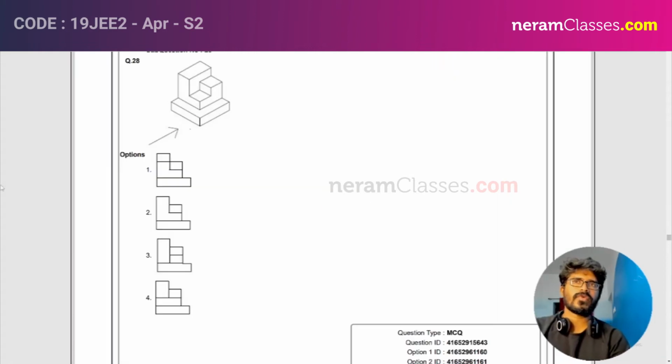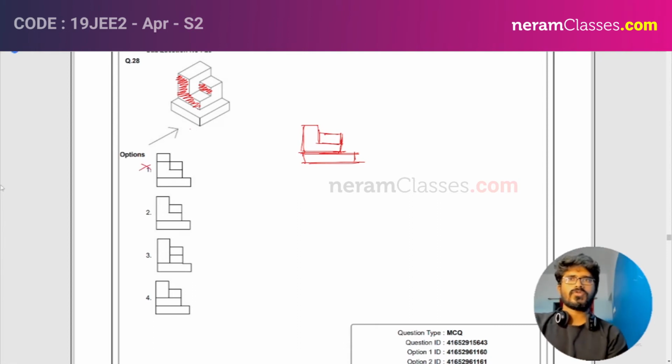Question number 28 is we need to find out the correct elevation in the direction of the arrow. So we'll start here. This surface will be seen, so it will be like this, and there is a surface here which is not up to the top of the object, but it is right aligned, so it will be like this, and below that there is a pedestal which is larger than the previous two shapes, so it will be like this. We'll check which is matching. 1 is wrong and 2 is matching, 3 is wrong and 4 is also wrong because we have a line here. So option 2 is the right answer.